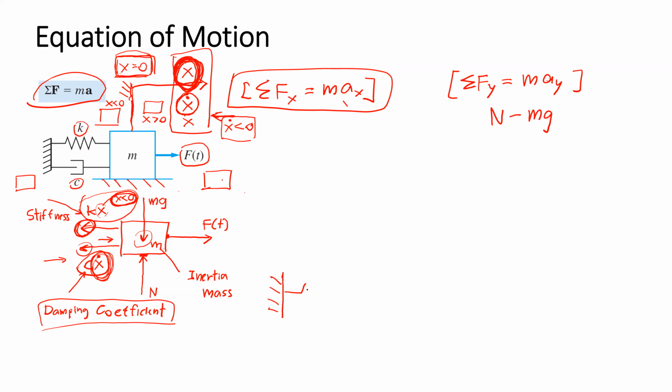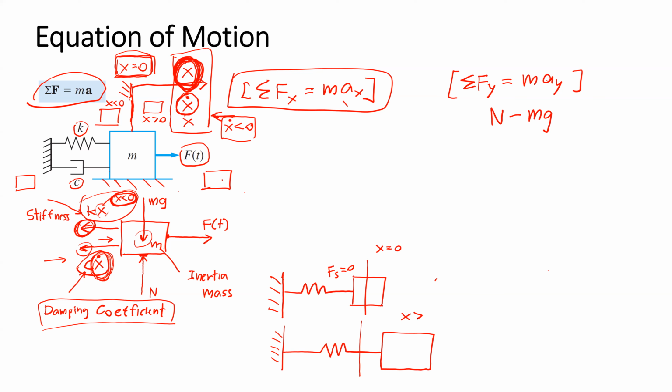We may begin with the spring. First, if the spring is in equilibrium and x equals 0, the spring force is 0. If you move the box to the positive position and the spring is stretching, can you tell me what is the direction of the spring force that applies on the surface of the box? The spring force will go in the negative direction.